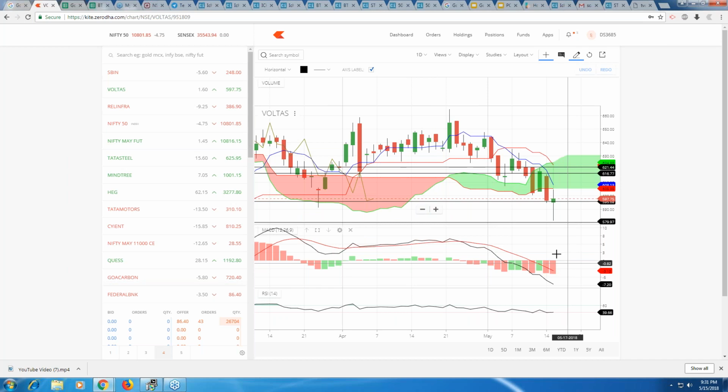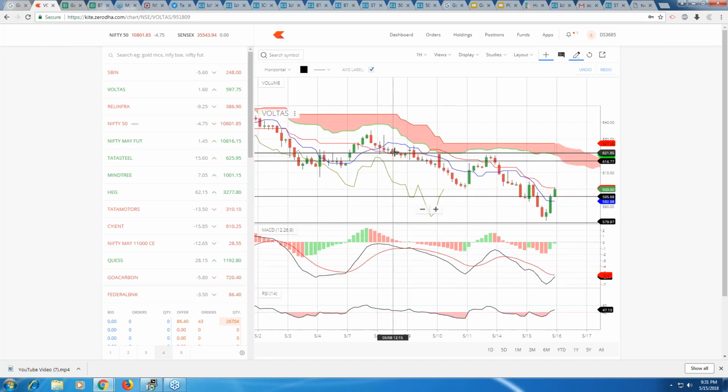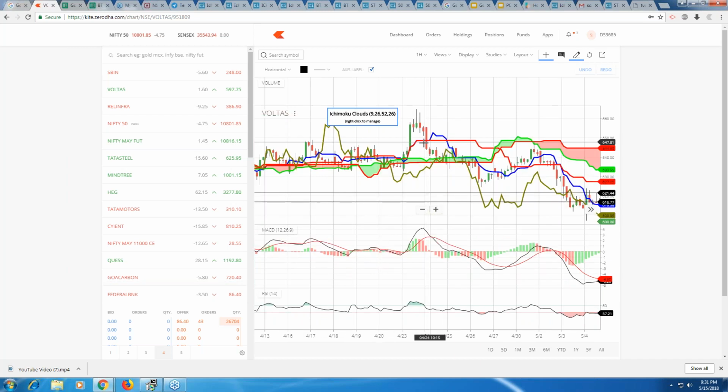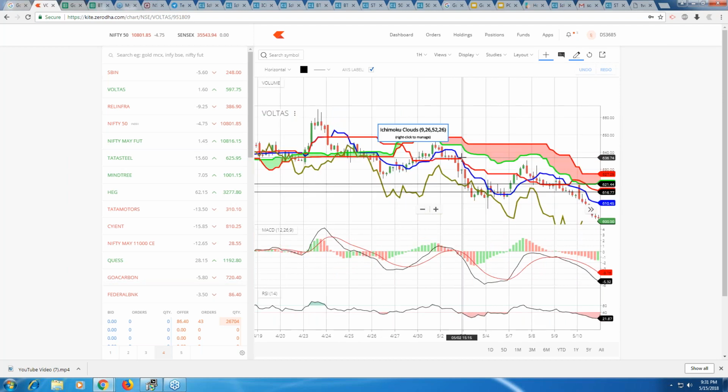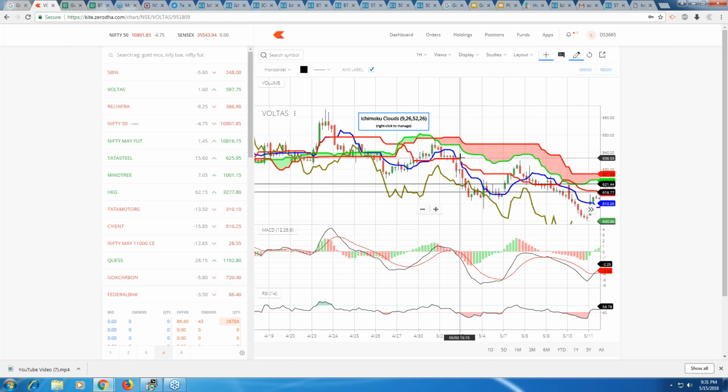See here, this blue line crossing the red line, right? 649. 649, or maybe this place if you want it below the clouds. See here, 636. This is where you short it. And where do you go with this? Till 585, right? Just trade a few.